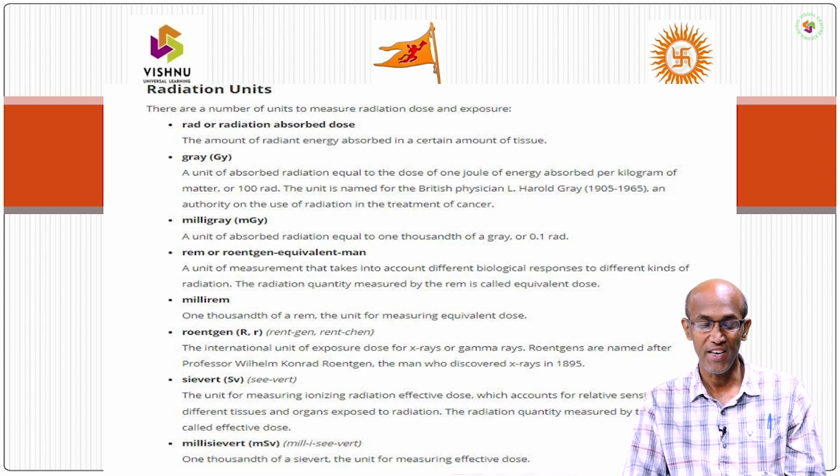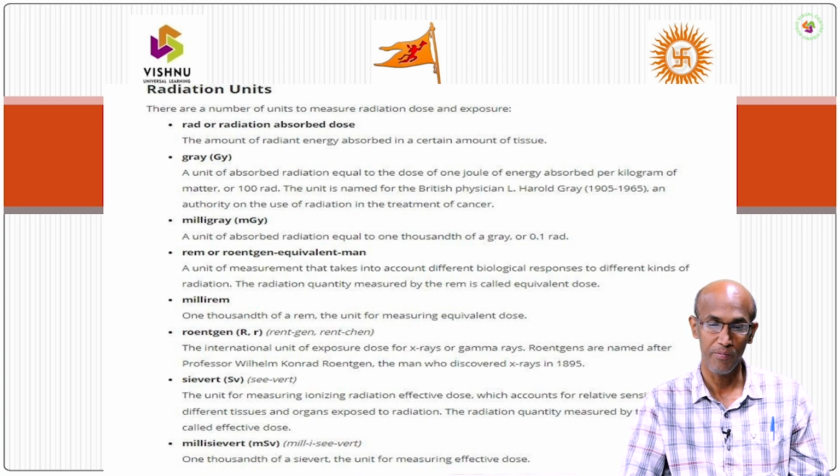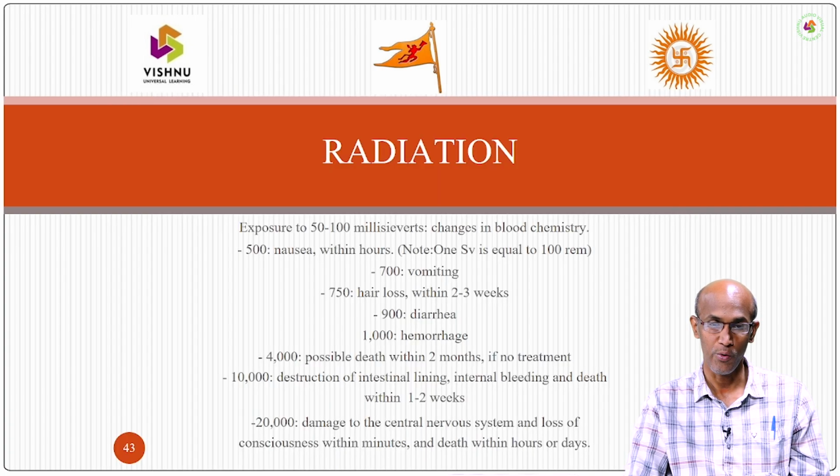Roentgen, the international unit of exposure dose for X-rays or gamma rays. Roentgens are named after Professor William Conrad Roentgen, a man who discovered X-rays in 1895. Sievert, the unit for measuring ionizing radiation effective dose, which accounts for relative sensitivities of different tissues and organs exposed to radiation. The radiation quantity measured by sievert is called effective dose. Millisievert, 1,000th of a sievert, the unit for measuring effective dose.